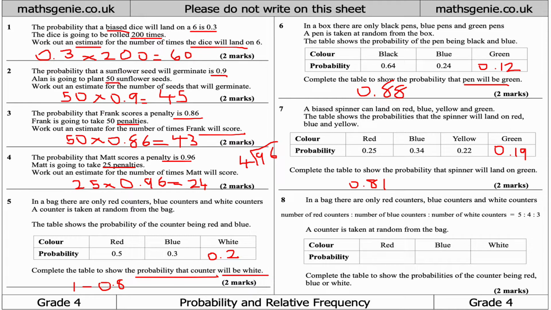Now, I've got 5 plus 4, which is 9, plus 3, which is 12. So, 5 out of 12 is going to be red, 4 out of 12 is going to be blue, and 3 out of 12 is going to be white. Because remember, ratio parts, I don't necessarily have 12 counters in total, but that will always be the same equivalent as 5 to 4 to 3. So that is going to be my probability.